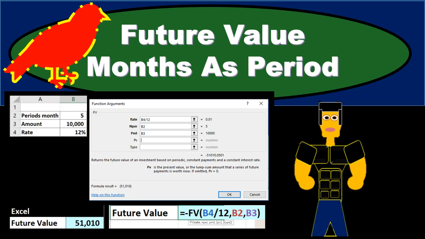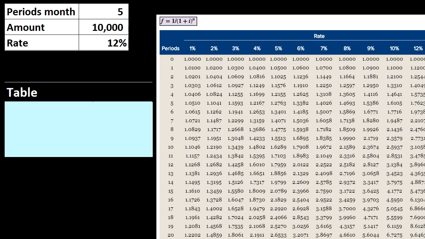In this presentation, we will take a look at future value with the use of months rather than years as the period. This is going to be our information up top. We have the periods 5, this time in terms of months rather than in terms of years. The amount 10,000, the rate 12%. 3 ways we can do this.